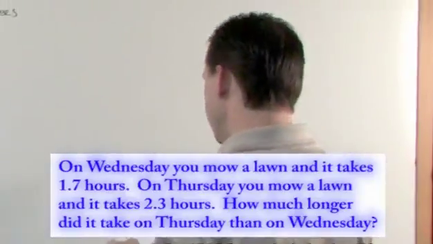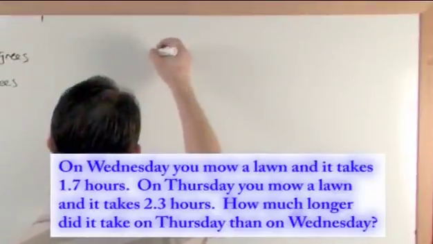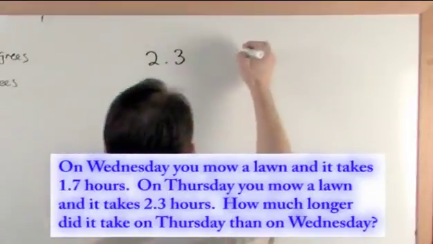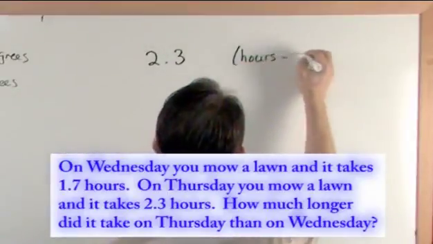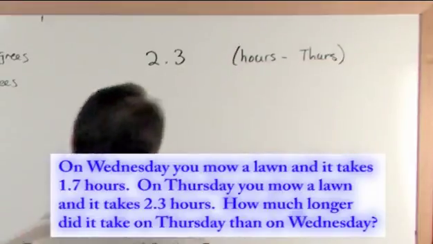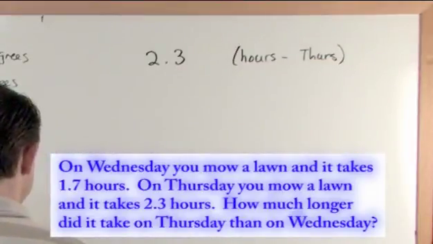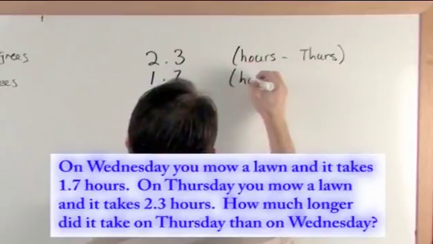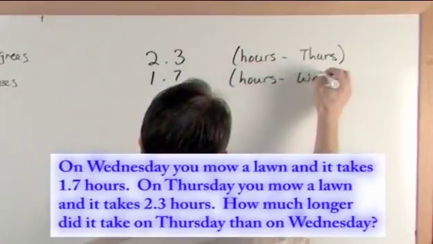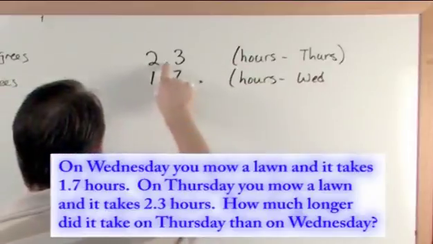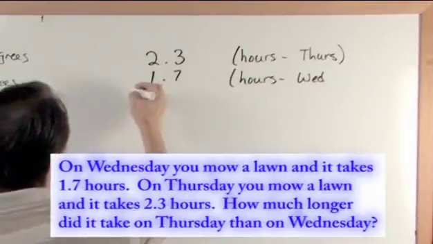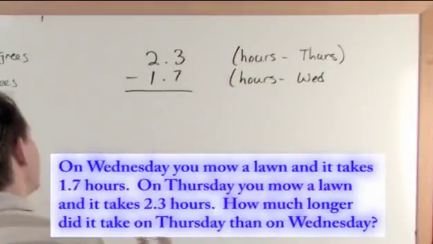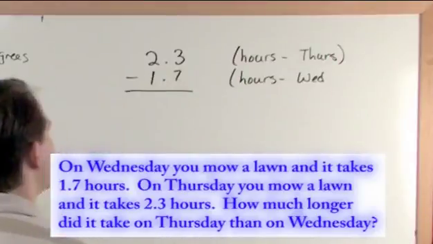So if you were going to do that, on Thursday it took 2.3, and 2.3 what? You always have to ask yourself. It took 2.3 hours, and that was on Thursday. And that's straight from the problem, okay? And it says on Wednesday it takes 1.7, again, hours, and that was on Wednesday. Okay, 1.7. And notice I wrote them with the decimal point right on top of the other. You always have to do that. Okay, we're going to subtract these two numbers, and we're going to find the difference between these two times, because that will tell us how much longer it took on one day than the other day.